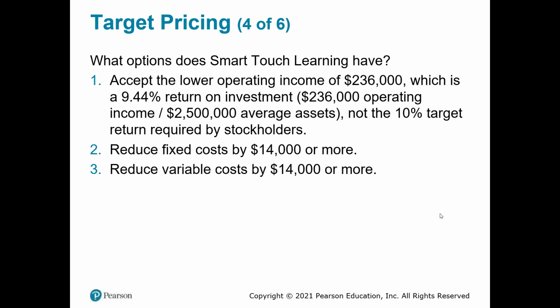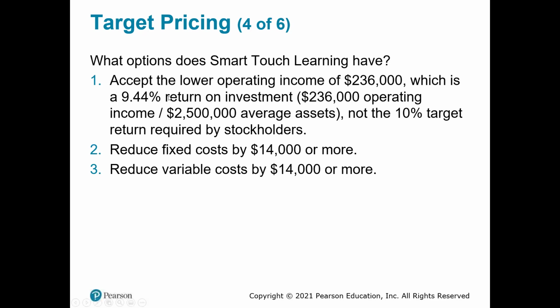Well, how do we do that? Well, we got options here. The first option is we don't think it's possible. We don't think that we can lower our costs by that amount of money to increase our profitability. And we go to our owners at a shareholders meeting and we say, listen, $236,000 of operating income versus the $2.5 million of average assets that we have to work with is a 9.44% return on our assets. That's pretty close to 10. Yeah, will you be happy with this? Good luck trying to get shareholders to say yes to that.